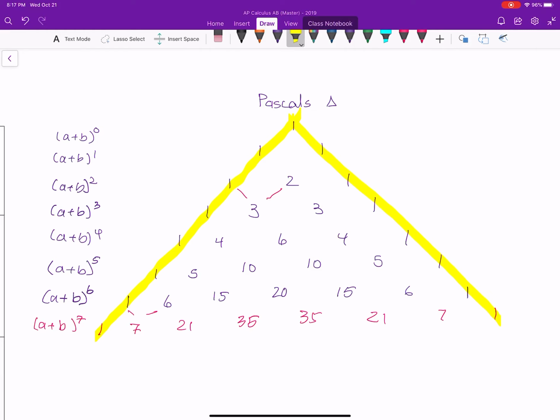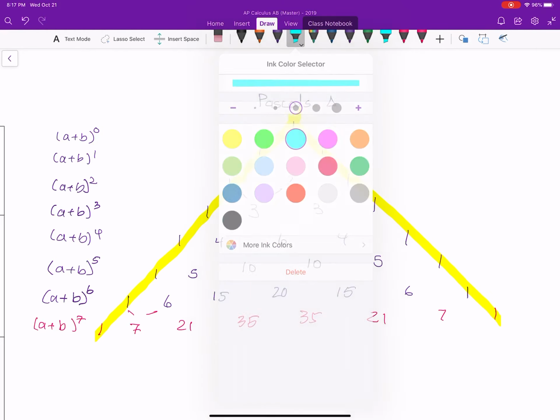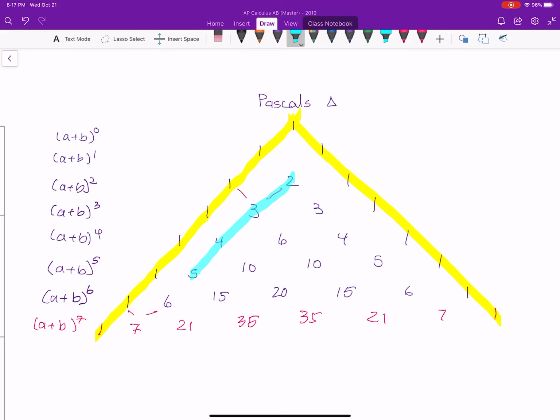Now for the next level, the next piece inside, these all match their particular power. So the coefficient matches the power that you would have had. So for example, a plus b to the 7th, the second coefficient and the second to last coefficient both will be 7. The same for a plus b to the 6th, the second coefficient and the second to last coefficient each will be 6.